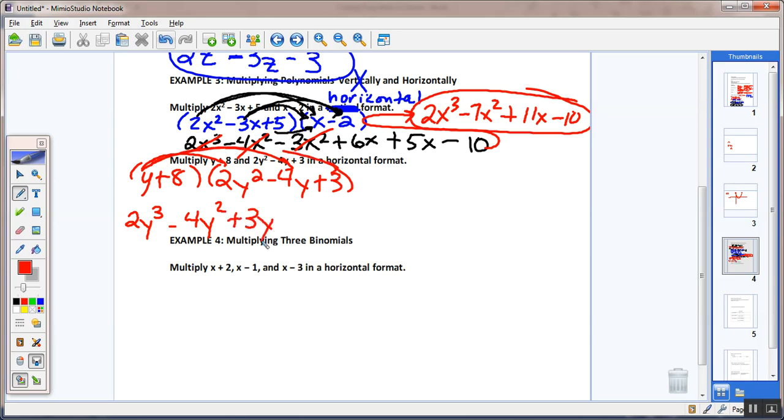Okay, now we've got to take 8 times everything in here, so 16y squared, minus 32y, and then what's the 8 times 3, kids? Okay.